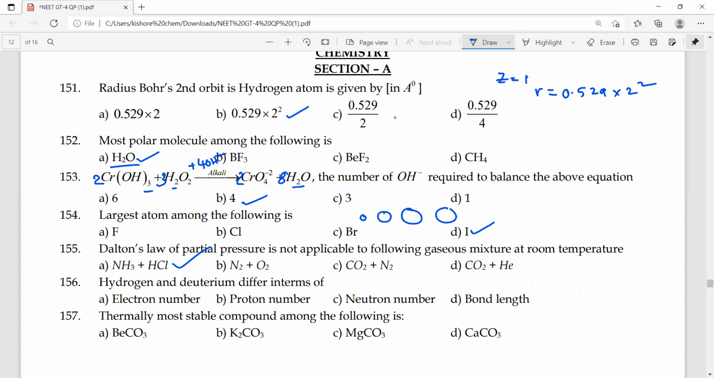Hydrogen and deuterium contain the same number of electrons, but they differ in the number of neutrons only.